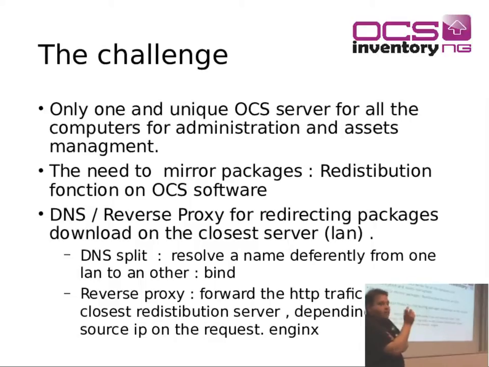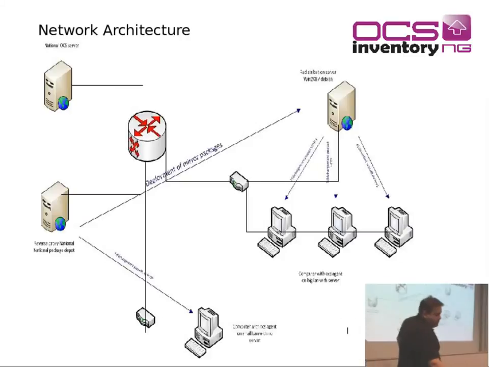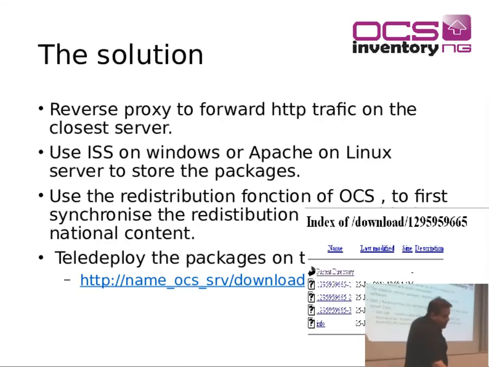The agents only have one URL for downloading the package. They download the package via HTTP, so they only have one DNS name, which is OCS.2factorfx.com. So all the agents have to download the package from this URL. Then we have to find a solution to redirect the connection either to the national server for the small network or to the local server for the big LAN. You see what I mean? So you have to find two tricks.